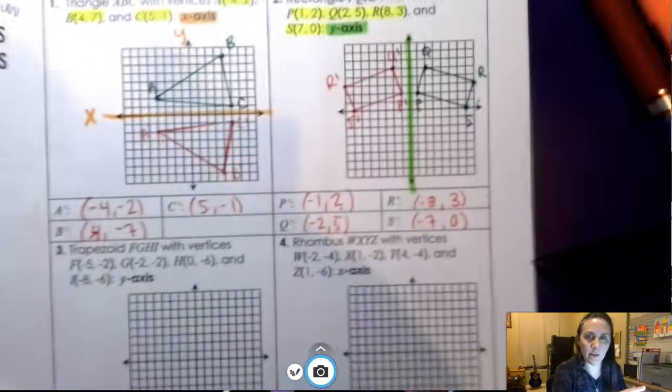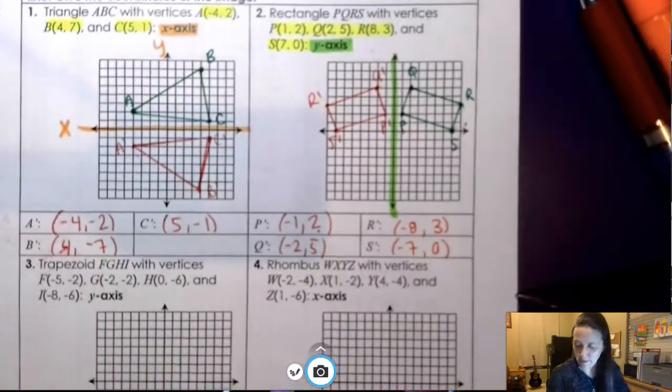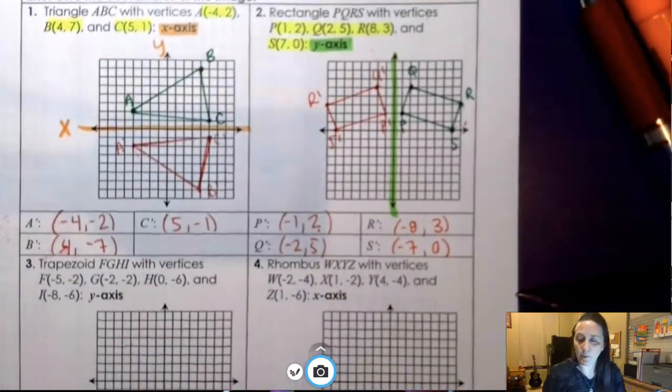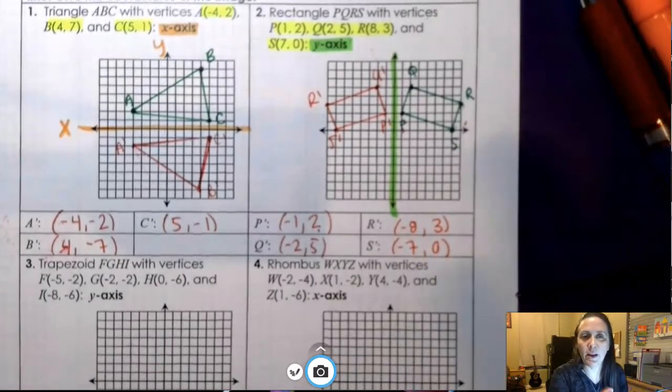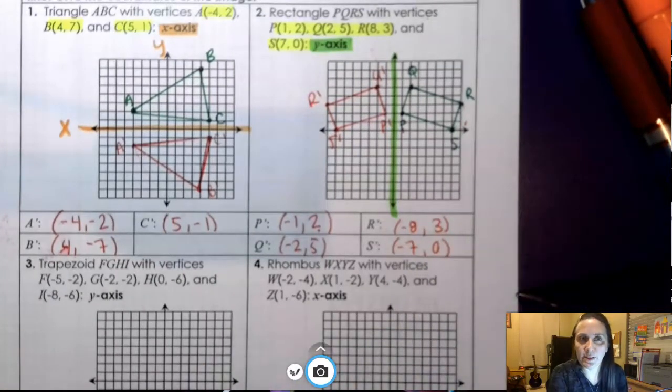Sorry if I'm out of the way a little bit. Because if you can recognize and see some of those patterns. Anyway, we are going to go to the next page. I'm going to pause for a minute. Those are the only two we're doing on this side.